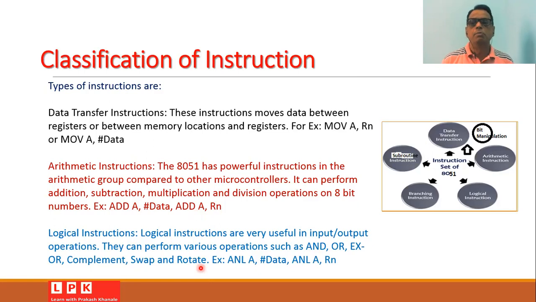Not many logical operations are available for the microcontroller 8051, such as AND, that is, you can perform the logical AND operation, logical OR, exclusive OR, then complement, that is the NOT operation, then swapping, and then rotating of the data. For example, we can write instructions such as ANL A, #data, where the immediate data provided in the instruction will be ANDed with the content of A. Or we can write instructions such as ANL A, Rn, where the content of Rn will be logically ANDed with the content of A.